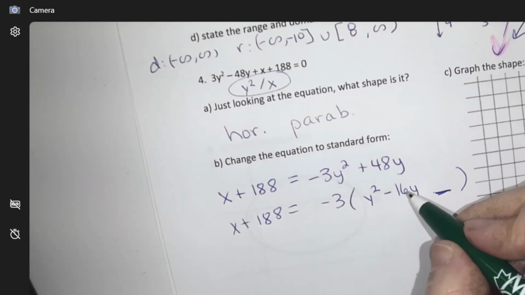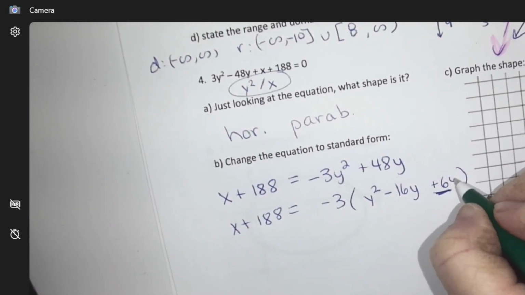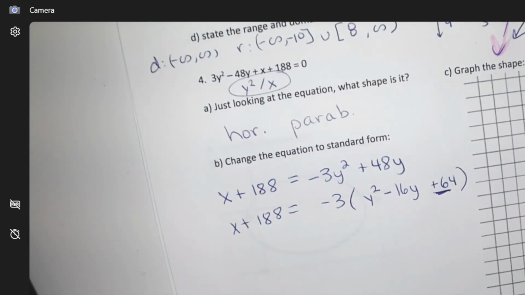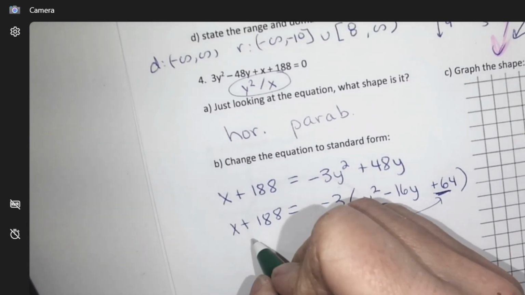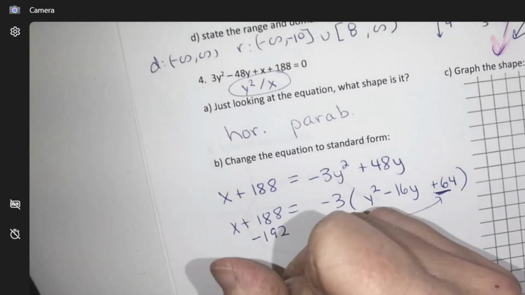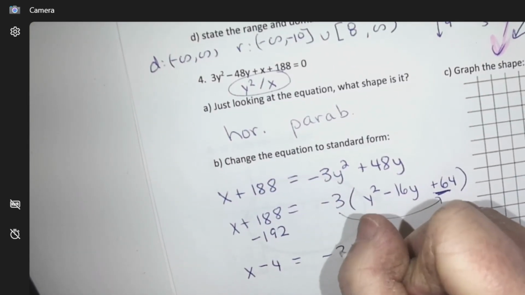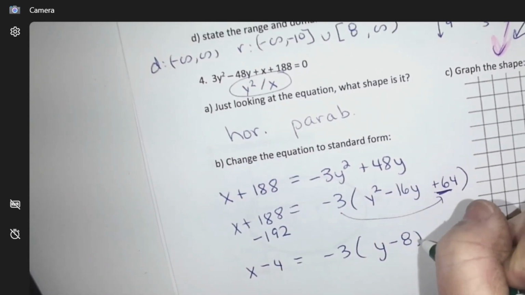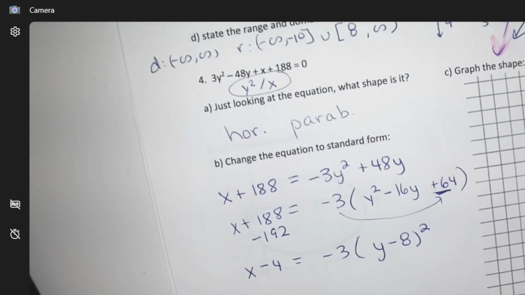Half squared. Oh, 64. Okay, negative 3 times that means I've subtracted 192. Bless you. There we go. Have it looking like the form we want.